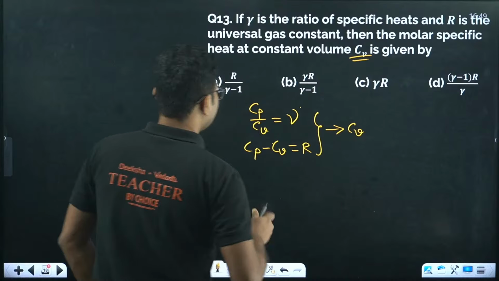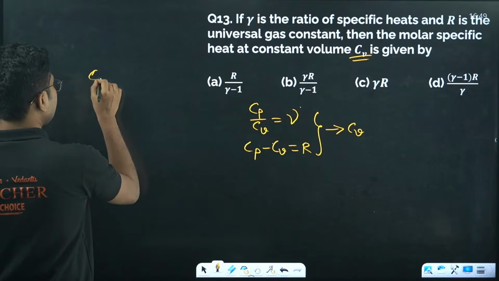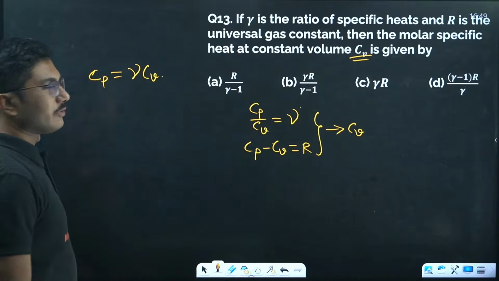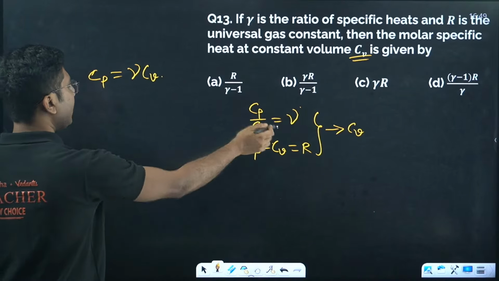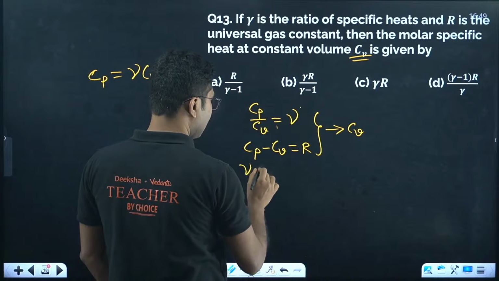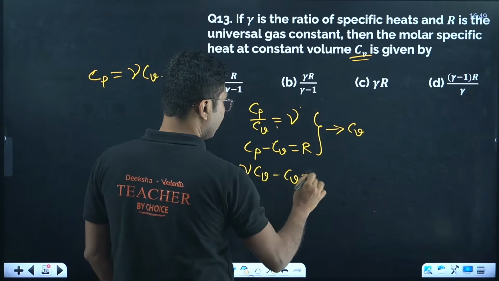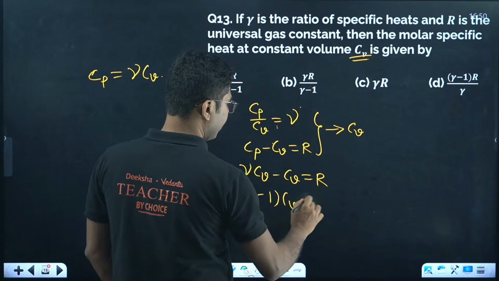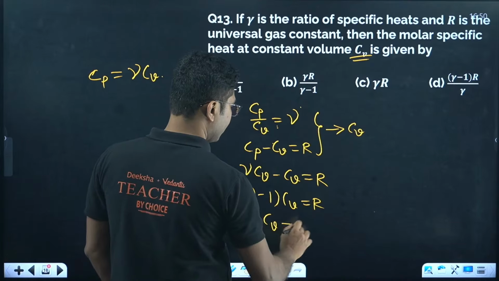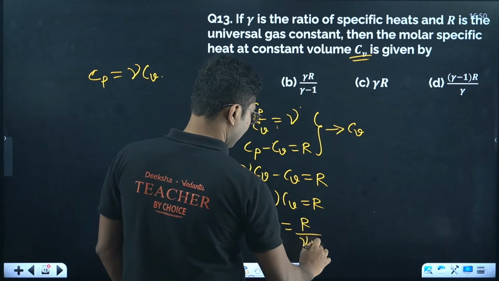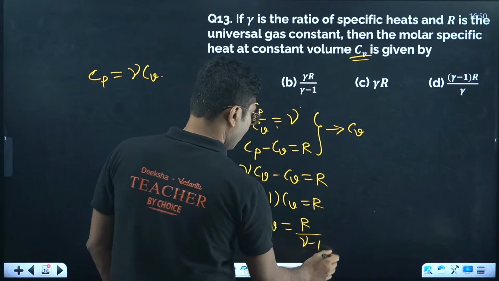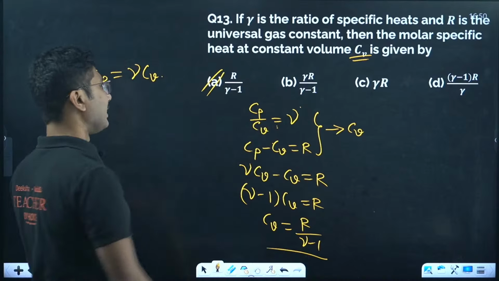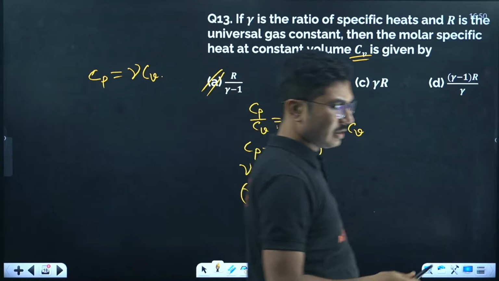So now let's see what is Cp. Cp is equal to gamma Cv. Okay, Cp equals gamma Cv, right? From here, now put this value over here: gamma Cv minus Cv equals R, or (gamma minus 1) into Cv equals R. So Cv equals R by gamma minus 1. Okay, so the correct answer is R divided by gamma minus 1. So option A is correct.